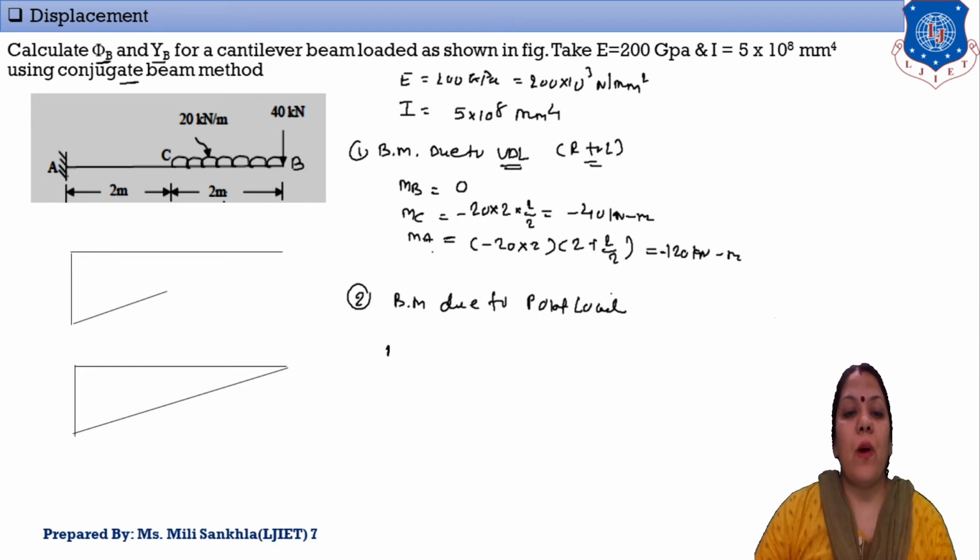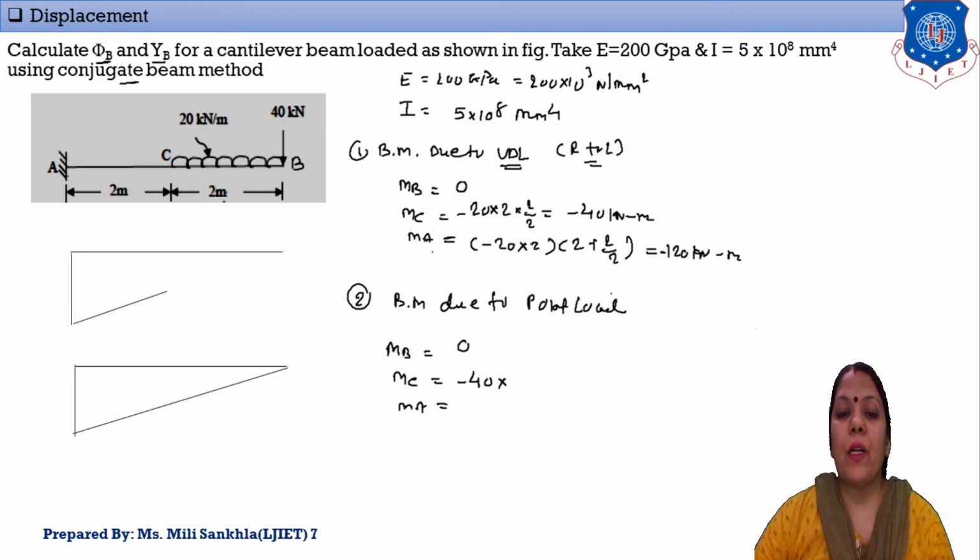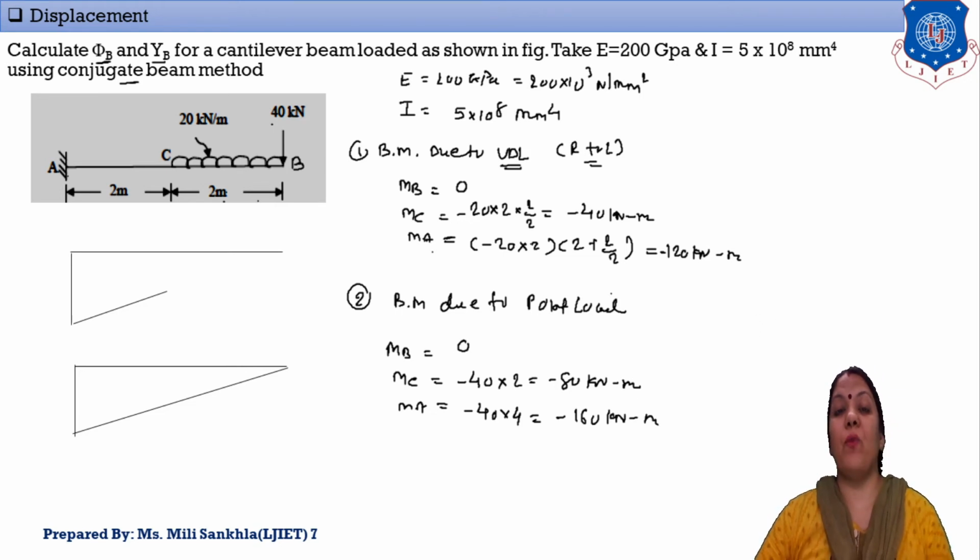Now the first point is MB, the second point is MC, and the third point is MA. At B, a point load is given, so the moment is equal to 0. At C, it is 40 into 2, so minus 40 into 2 is equal to minus 80 kilonewton meter. At A, the distance given is 4 meter, so minus 40 into 4 is equal to minus 160 kilonewton meter.